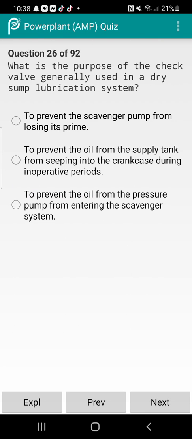What is the purpose of the check valve generally used in a dry sump lubrication system? To prevent the oil from the supply tank from seeping into the crankcase during inoperative periods.